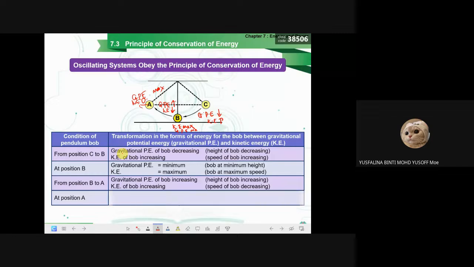Then after that, it goes back to A. This one was also already discussed. When it goes back to A, the position will increase again, so the GPE will increase again. But when GPE increases, the kinetic energy will decrease. From point B to A, the GPE will increase, but the kinetic energy will decrease. At point A, you already know, the gravitational potential energy is maximum while the kinetic energy is 0. So that's how the energy changes form in the oscillating pendulum system.